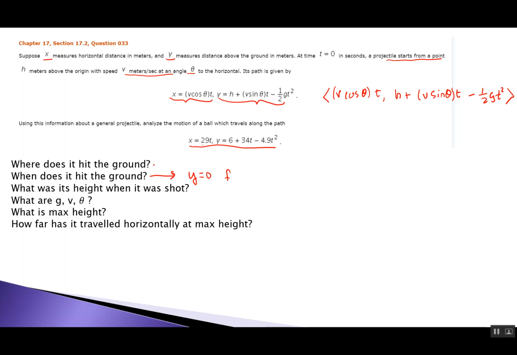After I find that, then I would plug in here to find my position. So Calc 1 questions. Its height when it was shot. That's my y value when time equals 0. G, V, and H we can find from looking at the equation. We can see that H is equal to 6. To find V, there's my V sine t equals 34.